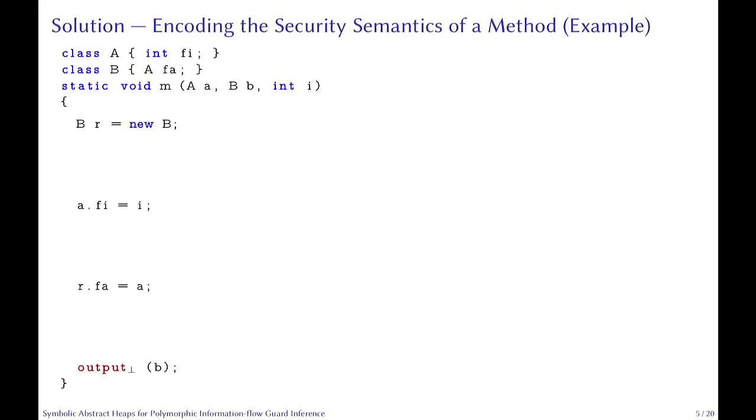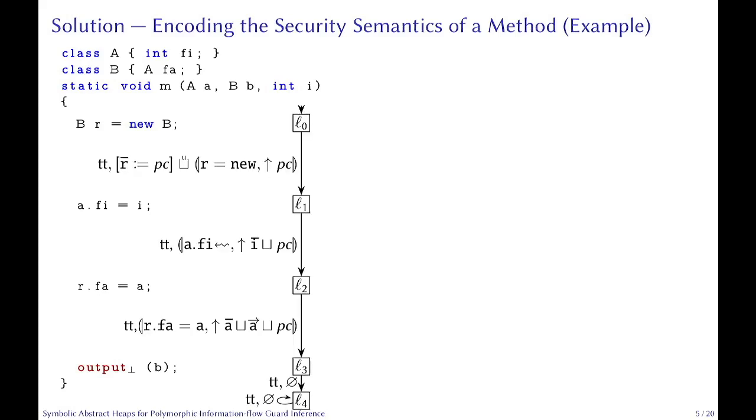It's quite straightforward. We have two classes, A and B, and a static method that takes a few arguments. We allocate an object of type B, we put its reference in R, so we have a local reference variable here. We do a few modifications of its fields, and we output the contents of B at the end to a public channel. So generating the symbolic transition system is rather straightforward, actually.